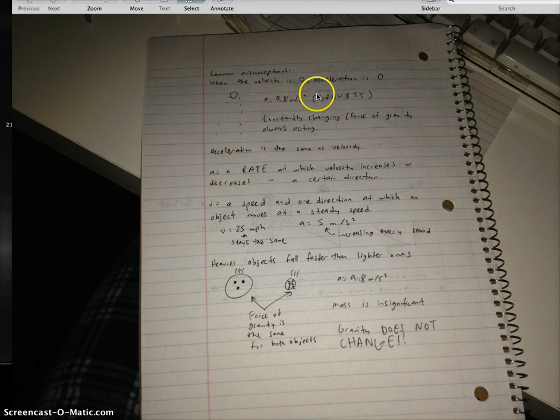incorrect. And the second one is acceleration is the same thing as velocity. Well, acceleration is a rate at which velocity increases or decreases in a certain direction. And velocity is a speed in one direction at which an object moves at a steady rate. So velocity would be like 25 miles per hour. It stays the same if you maintain that speed, and acceleration is like 5 meters per second squared, which means that it increases by 5 meters every second.